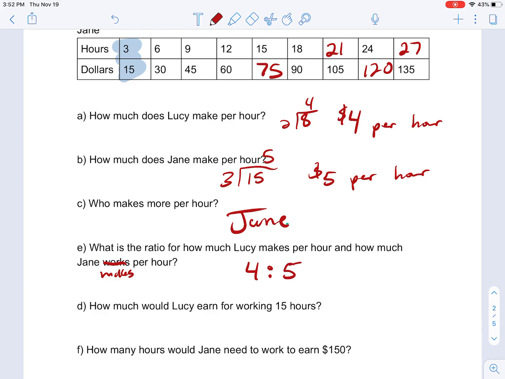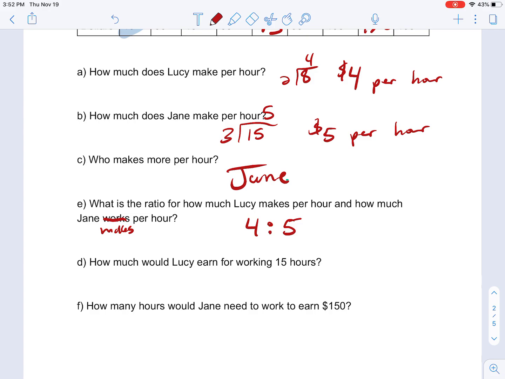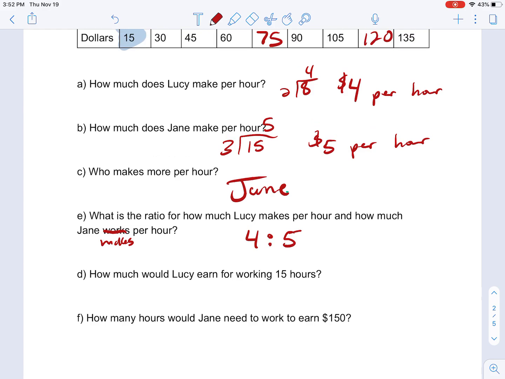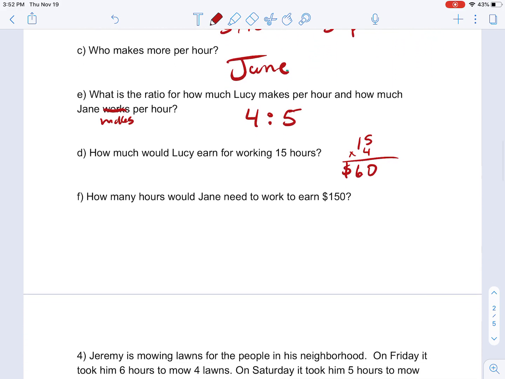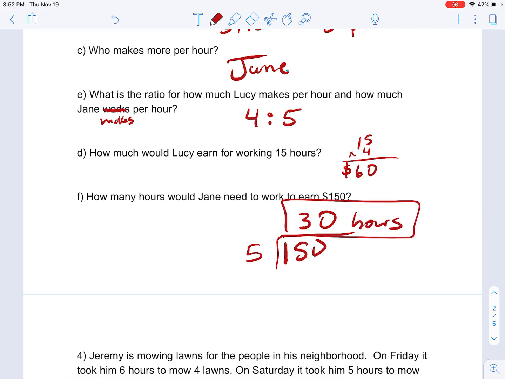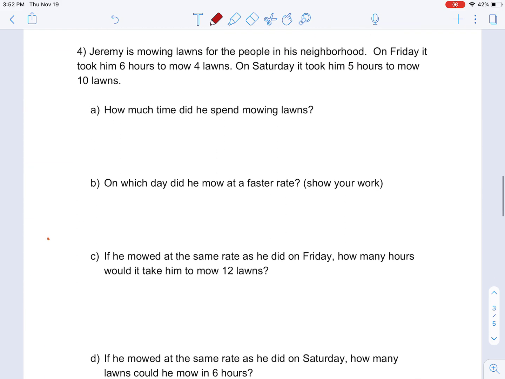Okay. Letter D, how much would Lucy earn for working 15 hours? Well, she makes $4 per hour. 15 times 4 gives you 60. So she would make $60. Letter F, how many hours would Jane need to work to earn $150? Well, 150 divided by $5 per hour would give you 30 hours. Okay, and that is your answer. Let's move on to number 4.